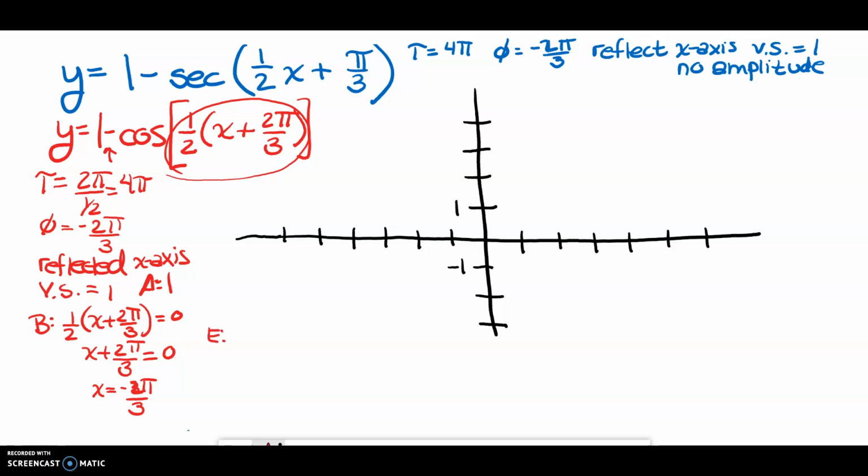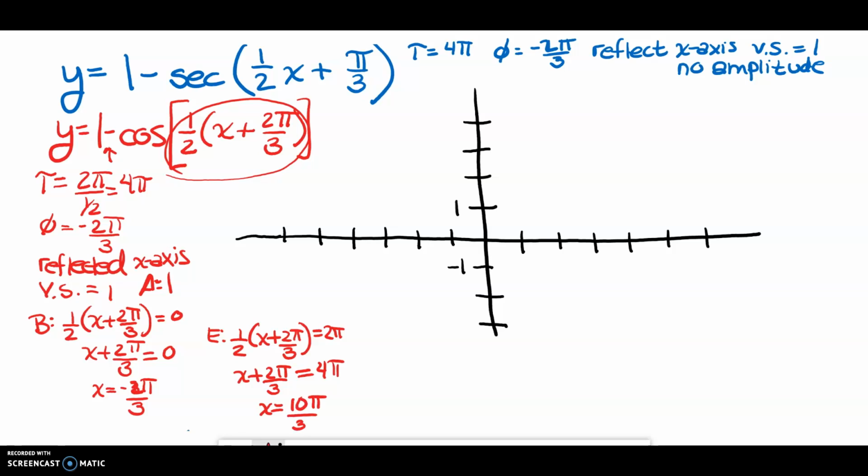My end, I'm going to set this whole thing to 2 pi. When I multiply both sides by 2, I get this equals 4 pi. And then when I subtract 2 pi over 3 from 4 pi, or 12 pi over 3, I get 10 pi over 3.